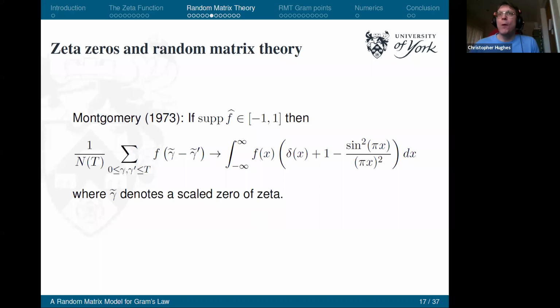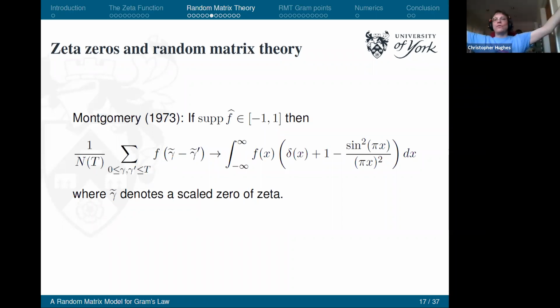And then, yeah, so Montgomery was the first person. We didn't actually calculate the nearest neighbor spacing. It's a difficult beast to get your hands on. Instead, what we did was calculate something called the pair correlation function. So rather than saying I fix a zero and I look at the next, consecutive zero, it's much easier to say, well, I'll look at the gaps between zeros, but they don't have to be consecutive. And that's what's happening here: I'm looking at scaled zeros, but I'm not insisting that they are consecutive zeros.